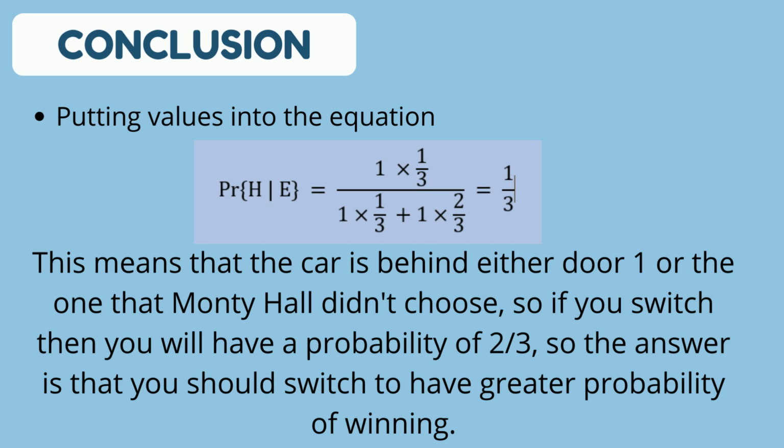Because once Monty Hall has shown which door does not contain the car, now you have only two doors. If we switch, then the probability will be 1 minus probability of H given E, that is 1 minus 1 by 3, that is 2 by 3. So the answer is that you should switch to have a greater probability of winning.